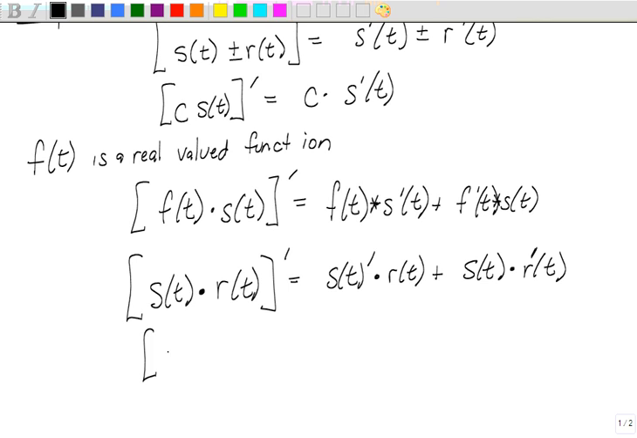And composition, the chain rule. If I have a real valued function inside a vector valued function and I want to take the derivative, then that's just the chain rule.